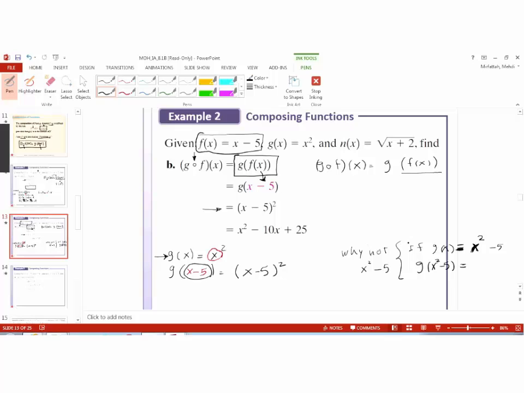Can somebody with a good mic tell me what would be g of x squared minus 5? This is another example, just to understand what we're doing here. If g of x was equal to x squared minus 5, what would be g of x squared minus 5?